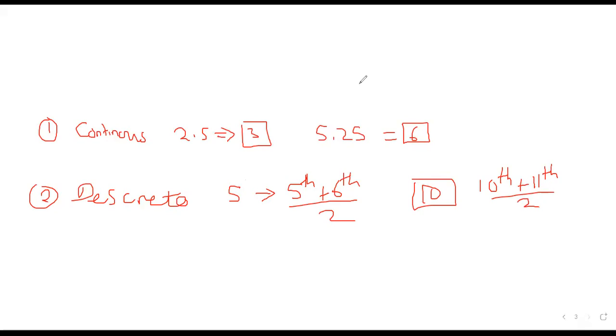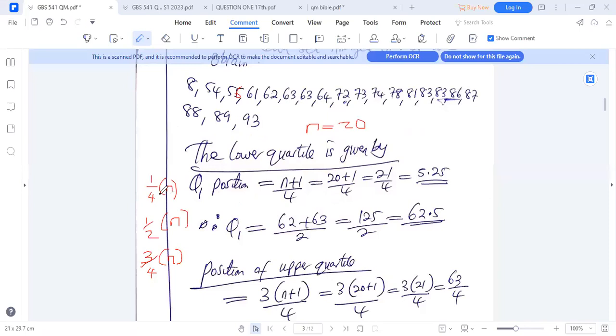So a quarter of n, our n in this case is what? The 5th number. So we're going to pick the 5th number and the 6th number. So 1, 2, 3, 4, 5, and 6. Okay. So the 5th number and the 6th number. So this is 62 plus 63 divided by 2. This is 62.5. This was correct.